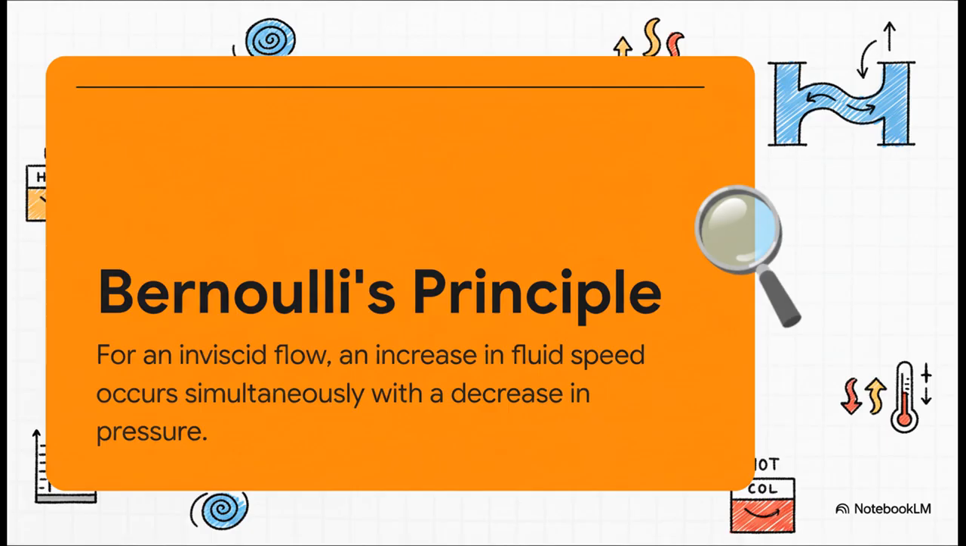Just burn this into your memory. For a fluid in motion, where the speed is high, the pressure is low. And where the speed is low, the pressure is high. It's a simple inverse relationship.